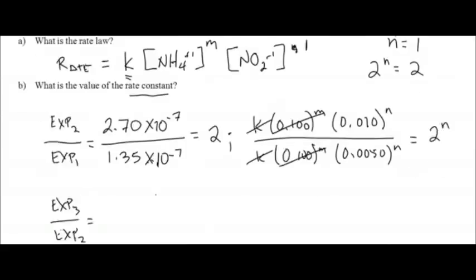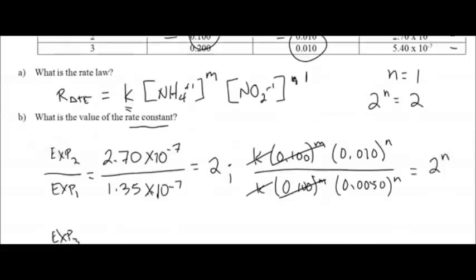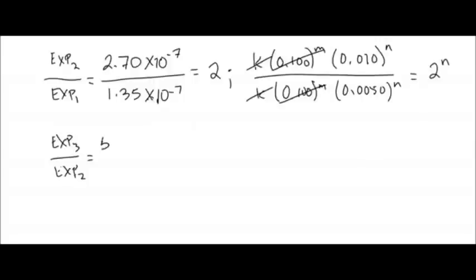So in experiment 3, my rate is 5.4 times 10 to the negative 7 over the constant, and I have it right here, 2.7 times 10 to the negative 7. And again, if you need a calculator, that's fine. So 5.4 times 10 to the negative 7 divided by 2.70 times 10 to the negative 7 also equals 2. They won't all be just that easy.